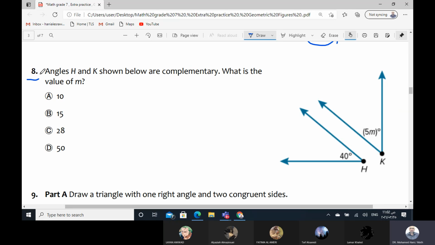Exercise number 8: angles H and K shown below are complementary. Complementary means the sum will be 90 degrees. What is the value of M? Here we have 40, here we have 5M. We want to find M. Start please and tell me what is the value of M.